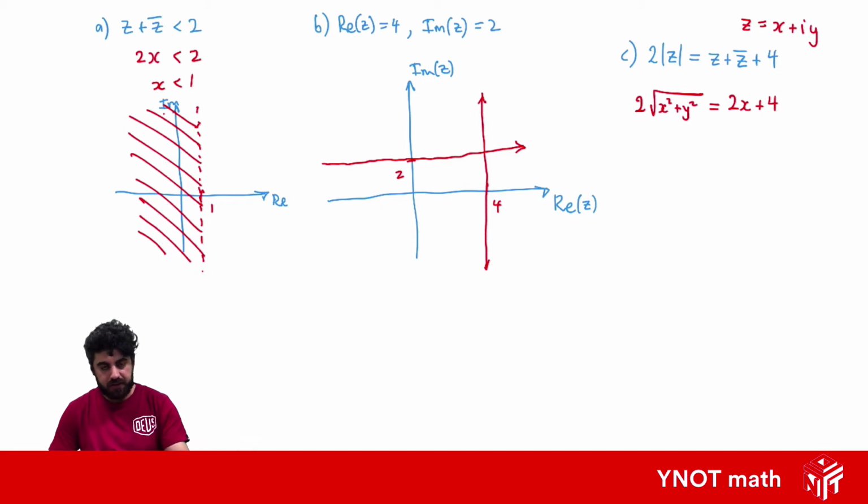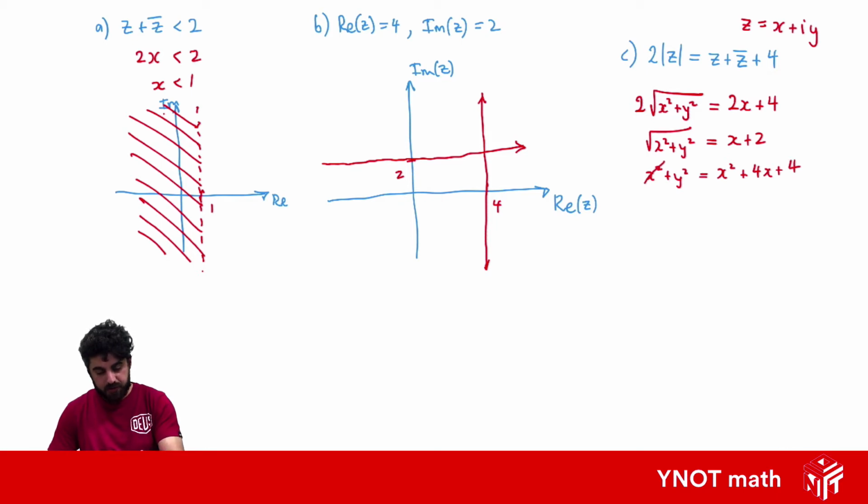We can go ahead here and see if we can figure out what kind of curve this is going to be. Let's go ahead and divide everything by 2. So we'll get the square root of x squared plus y squared equals x plus 2. Let's square both sides. So we get x squared plus y squared equals x squared plus 4x plus 4. The x squareds will cancel out.